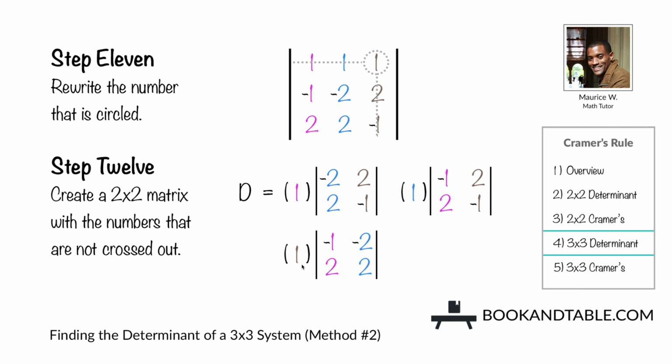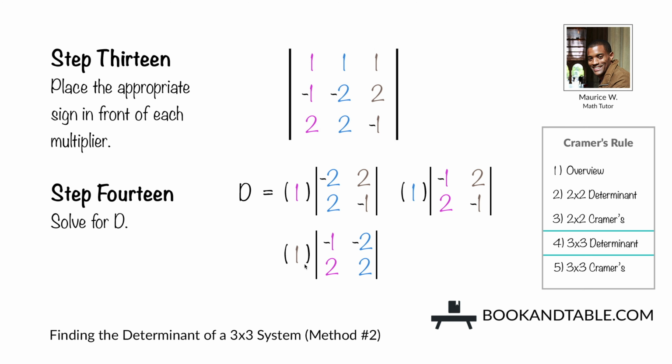And now step 12, create a 2x2 matrix with the numbers that are not crossed out. So that would give us a row of -1, -2. And a second row of 2, 2. So now we have 3 2x2s, each with a multiplier in front of it. So now we want to use a sign box to place the appropriate signs in front of each one.